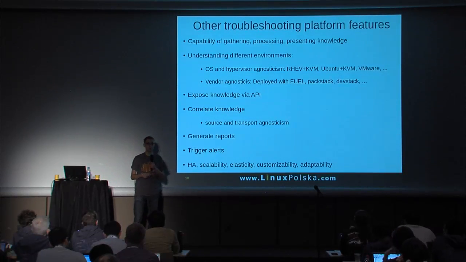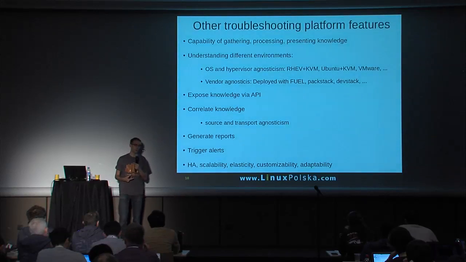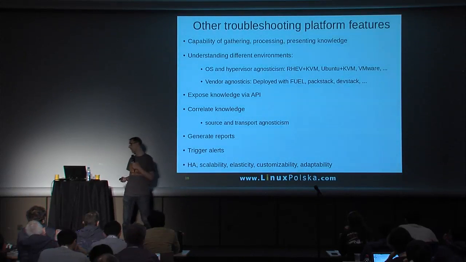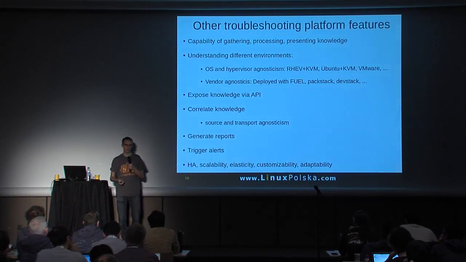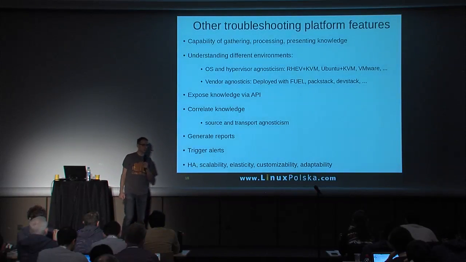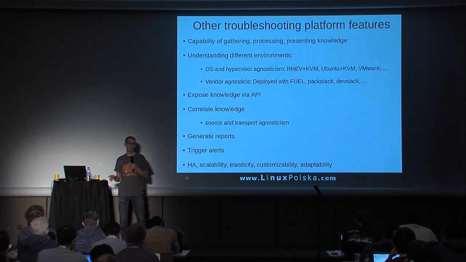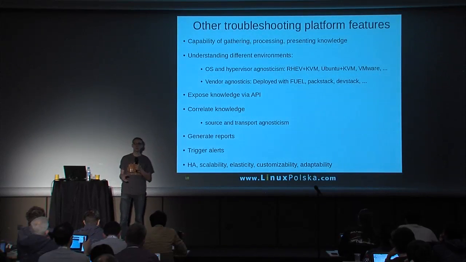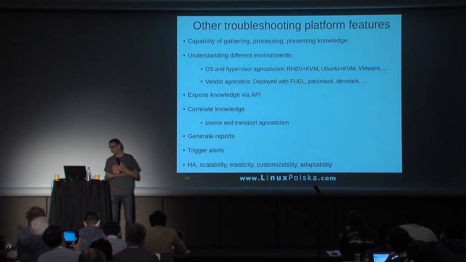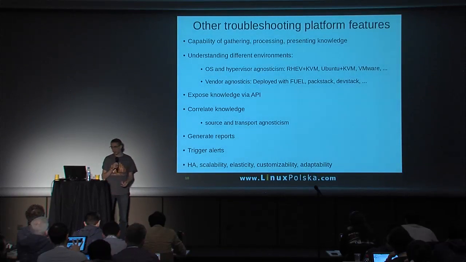A good troubleshooting platform needs even more features, not only gathering and processing the knowledge, as was already stated, but also presenting the knowledge: graphs, charts, visualizations, and so on. Important, I would say even crucial, is to be agnostic. It doesn't matter what kind of deployment tools you use for your OpenStack, what operating systems you run, or what hypervisor you are using. It all needs to be gathered and understood in one place because it is all related. And to make the knowledge available, we need to expose it via API.